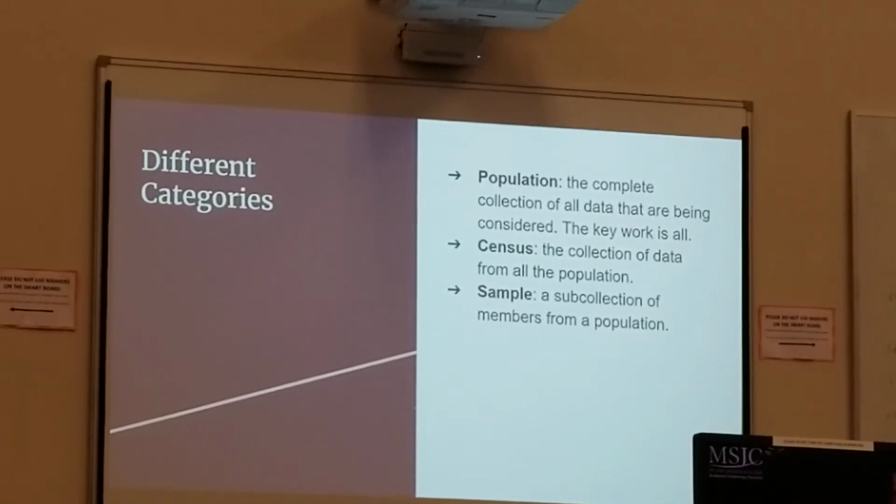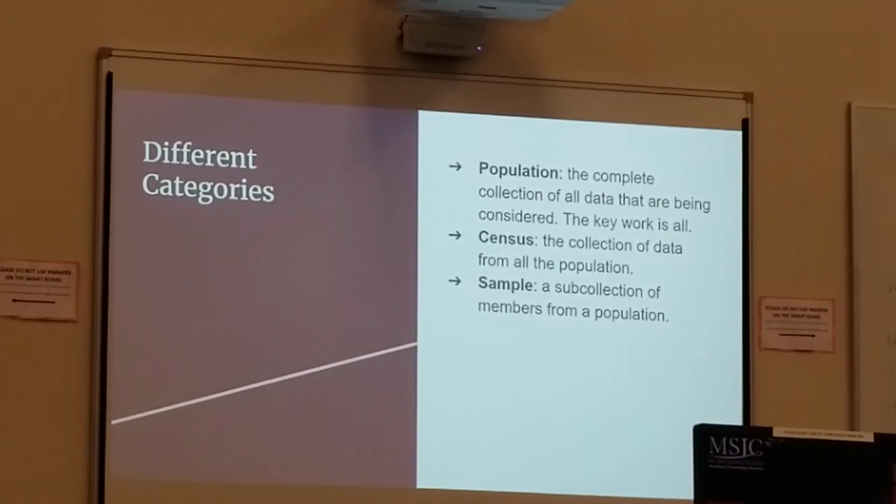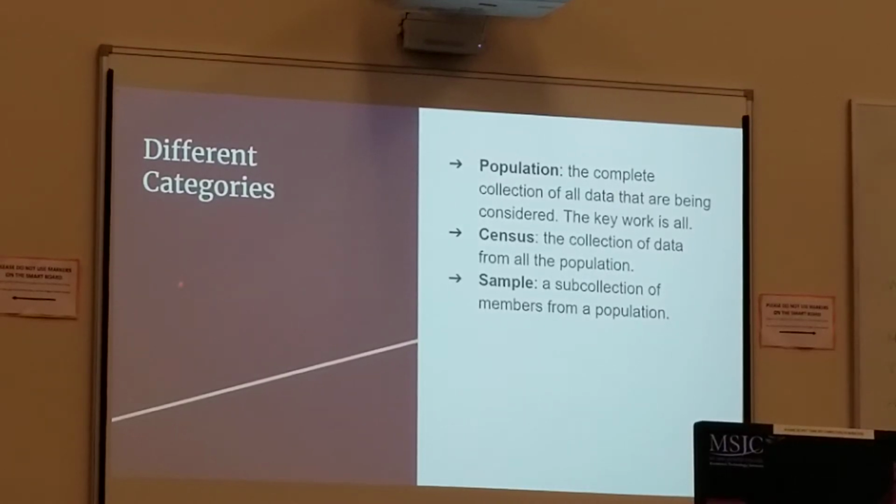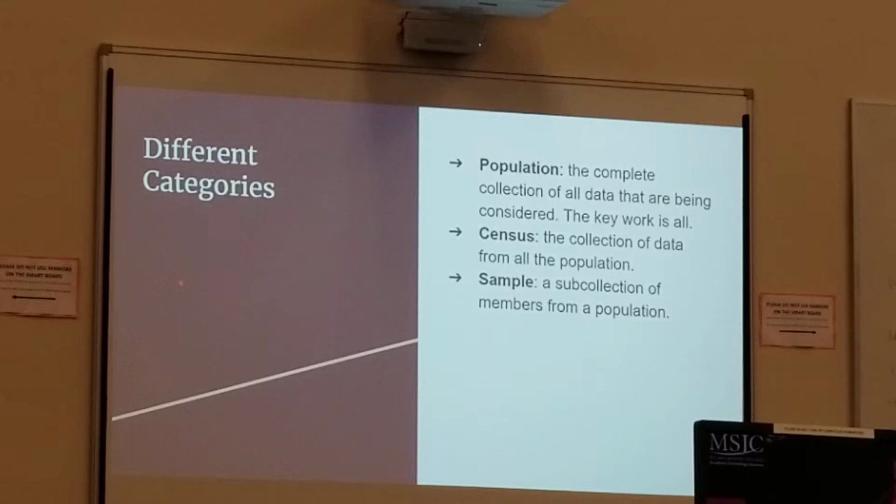So for the first thing, if you guys already have your pens, underline complete collection on population, and then underline all in that same sentence. Then for census, can you do the same thing, just with collection and all? And this time you're also going to underline population. Lastly, for sample, underline sub-collection and population.